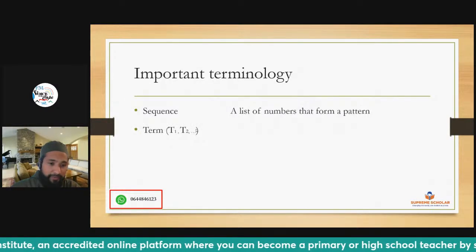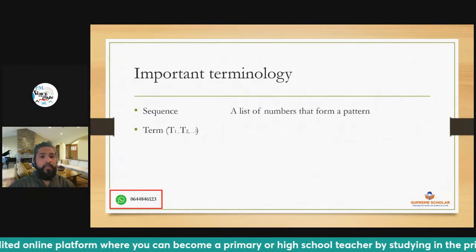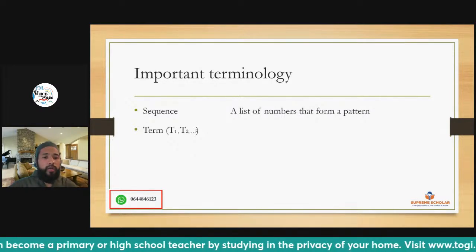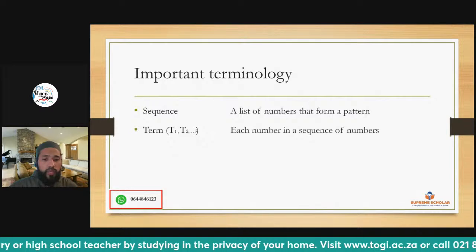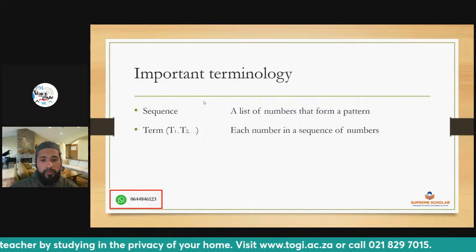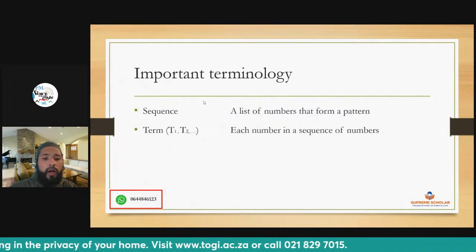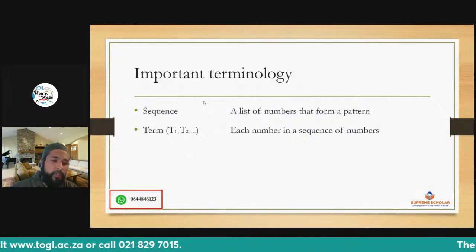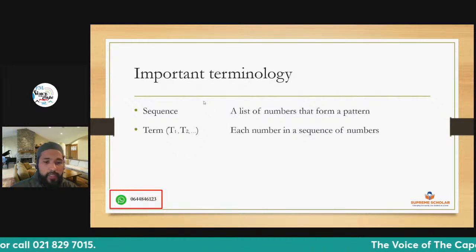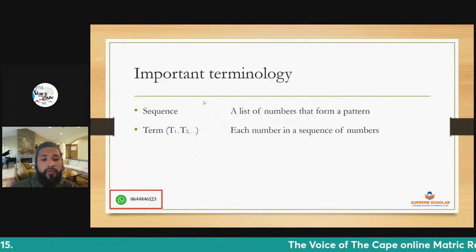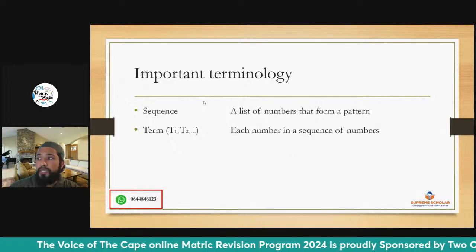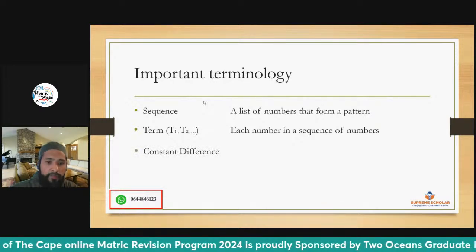The term is T1, T2. Each number in a sequence of numbers. That's what term means. You will see the symbols T1, T2, etc. when we're talking about number patterns. When we use the word term in this context, we're specifically referring to any number in a sequence of numbers. That's all we define.